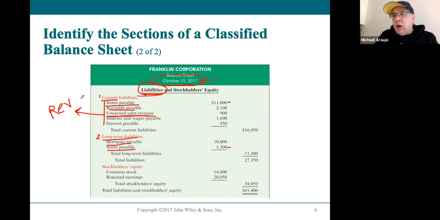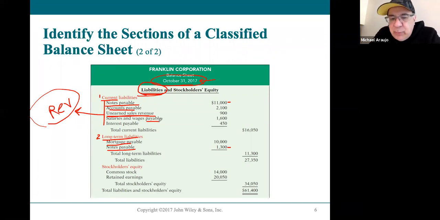And so unearned service revenue, customers paid up front, you owe them something. Once you actually deliver what you owe, you move the money over to revenue. Revenue is earned. Unearned revenue is a liability because you owe it. If you've already delivered it, it's earned, it's revenue. So that's the difference. You'll see that with the income statement.